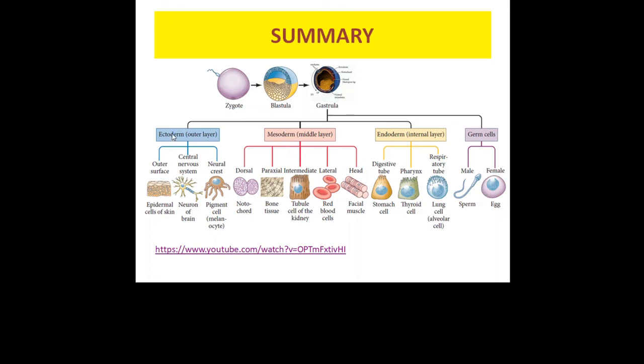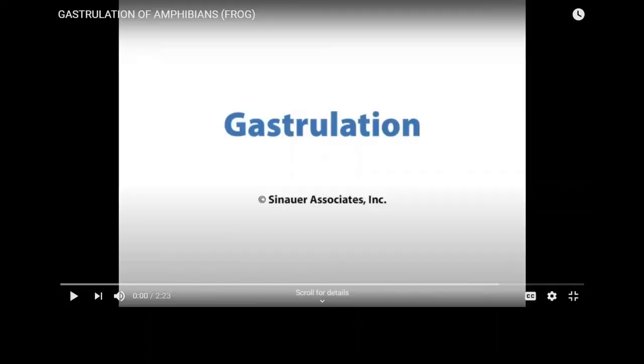The ectoderm forms skin epidermis, sense organs and central nervous system. Mesoderm forms bones, muscles, excretory system and other reproductive parts. Endoderm forms parts of digestive and respiratory system. For better understanding and visualization, there is a video on YouTube which can be seen.